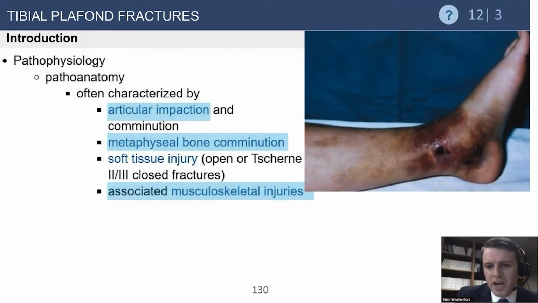These are often characterized by significant articular impaction, metaphyseal bone comminution, and associated soft tissue injuries. We think of these as a soft tissue injury that happens to be associated with a fracture. You certainly want to check for associated musculoskeletal injuries when you see someone come in with a high energy tibial pilon or plafond fracture.